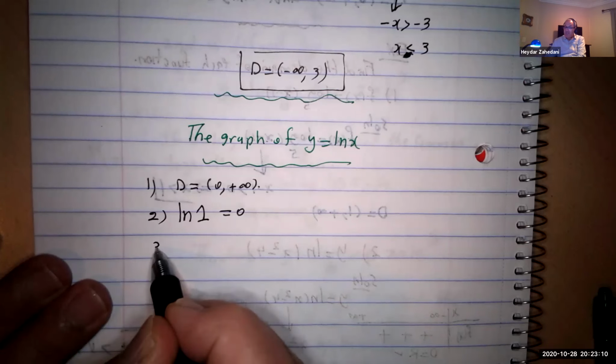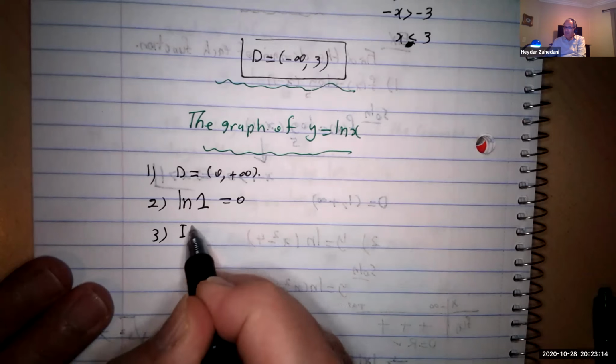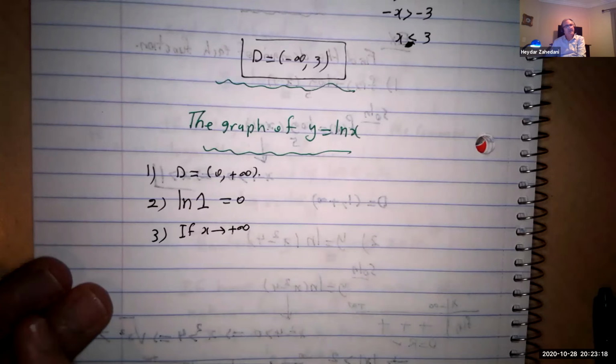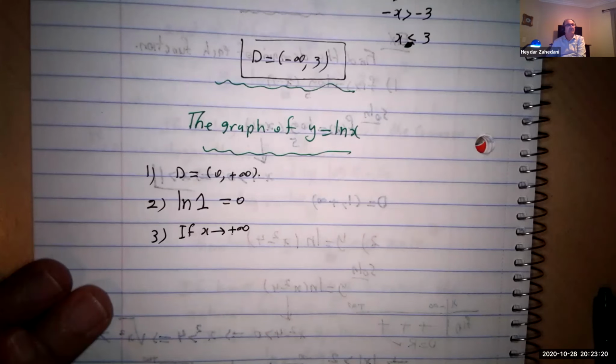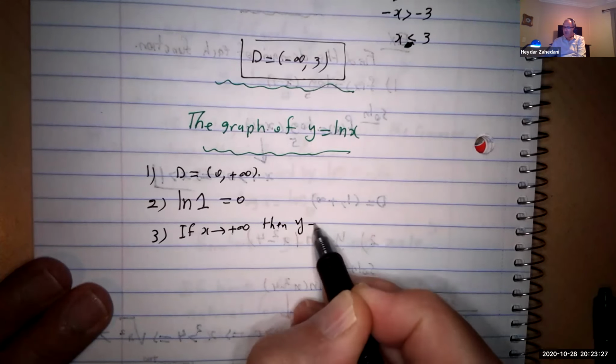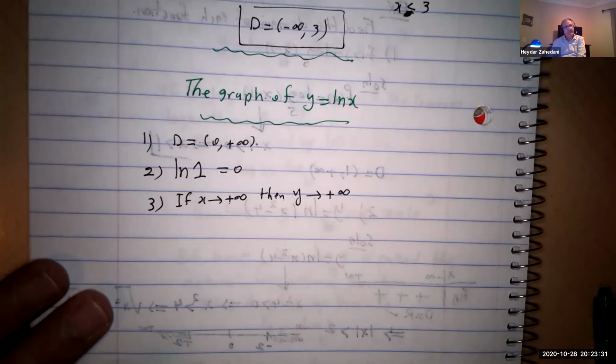If you want to investigate the end behavior of these functions, if x goes to positive infinity, if the number is getting bigger and bigger, the ln would be again bigger and bigger. So this is going to be the case that y goes to positive infinity.